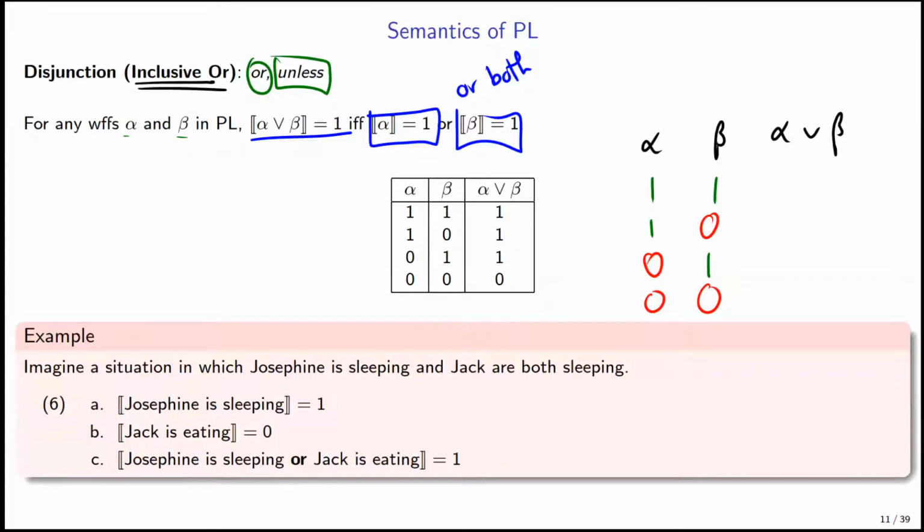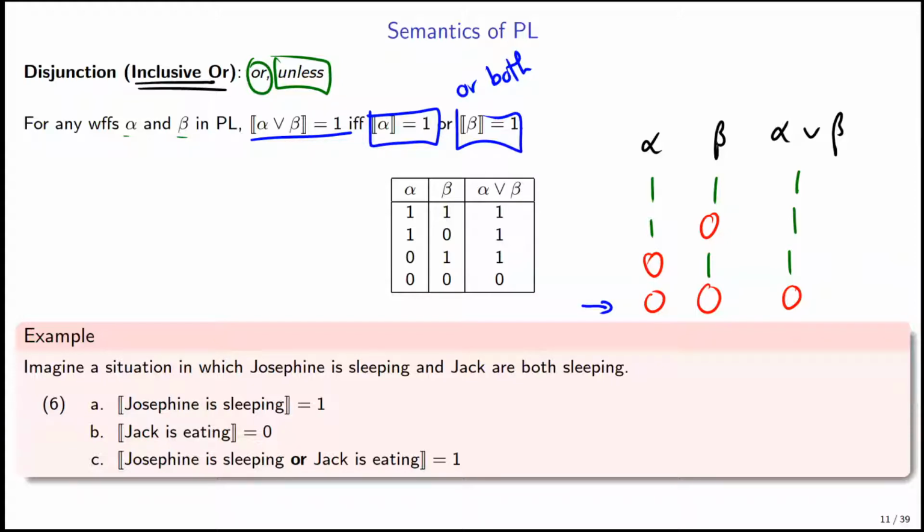So in the first row, alpha, beta are both true, so alpha or beta is true. In the second row, alpha is true, beta is false, but alpha is true, so at least one of them is true, therefore alpha or beta is true. In the third row, alpha is false, but beta is true, so at least one of those is true, so alpha or beta is true. In the last row, though, alpha and beta are both false, so neither alpha nor beta is true, so alpha or beta is false. So the only situation for or that is false is that final row.